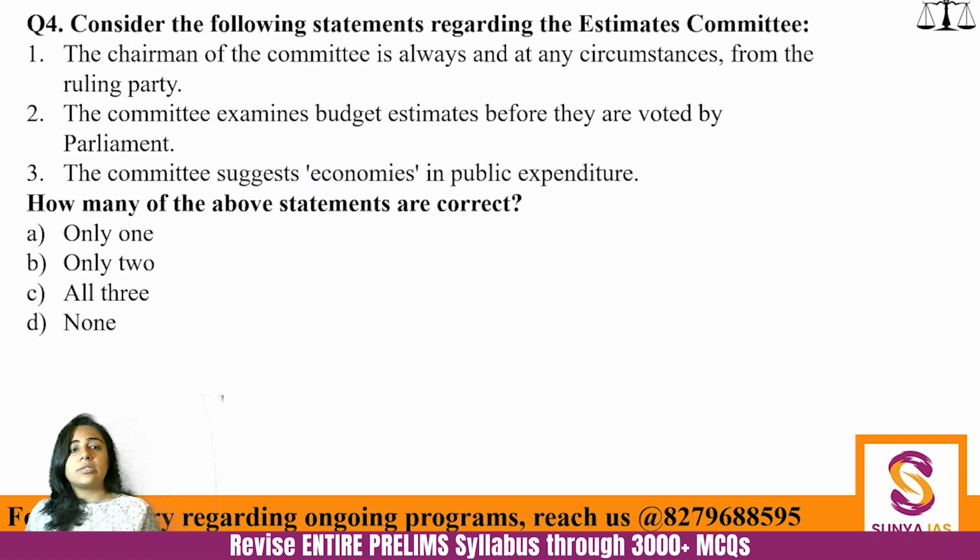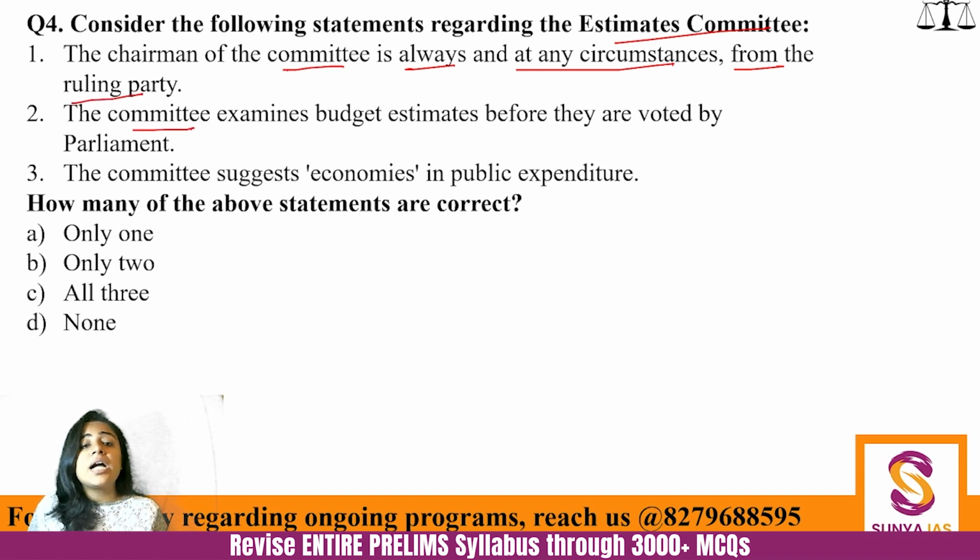Move on to the next question. Consider the following statements regarding the estimates committee. The chairperson of the committee is always and in any circumstance from the ruling party. The committee examines budget estimates before they are voted by the parliament, and the committee suggests economies in public expenditure. How many of the given statements are correct? See, the estimates committee is again one of the financial committees, and let's go statement by statement.